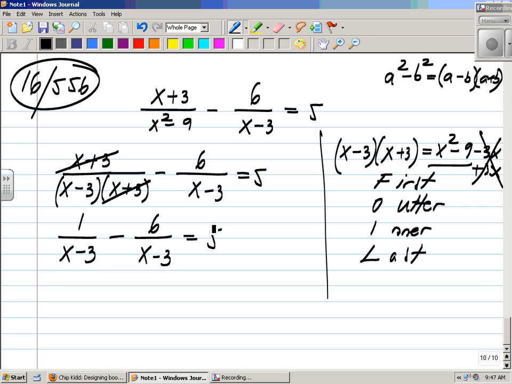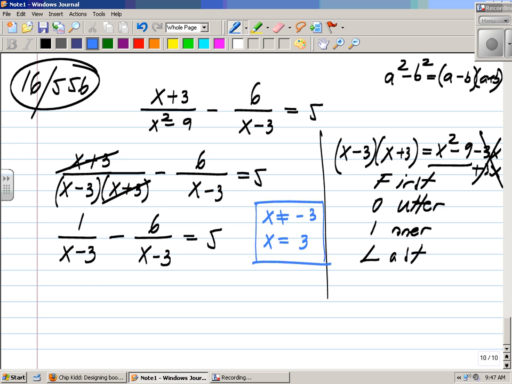Now, before I do anything else, I have to make sure what my restrictions are for x. X has to be different than what? First of all, because I divided by x plus 3 here, x has to be different than negative 3. And then you have x minus 3, which also has to be different than 0. X has to be different than 3. So these are your two restrictions so far.